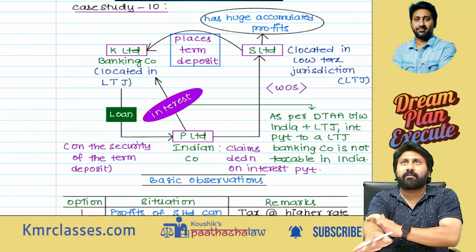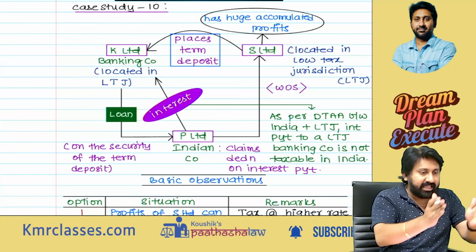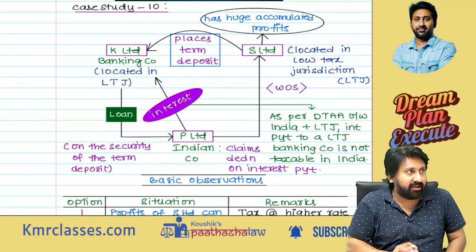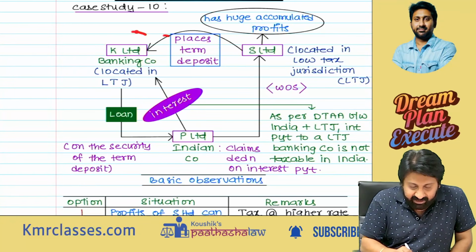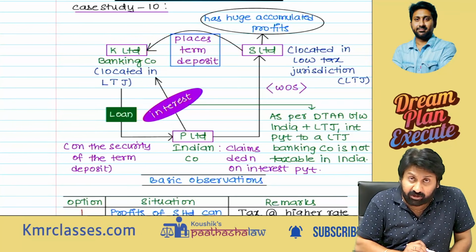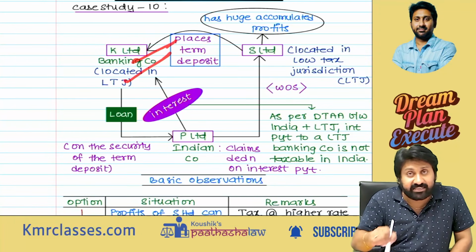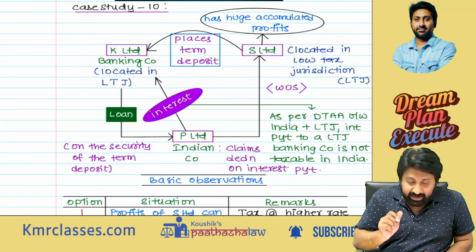Whatever the accumulated profits are, that whole amount they have placed as a term deposit, an FD. The FD is made with K Limited. What is this K Limited? A banking company located in the same country again. Okay. Now, listen to what has happened.